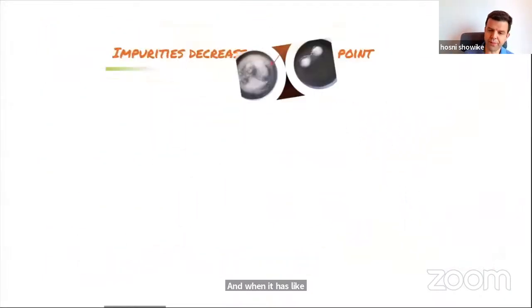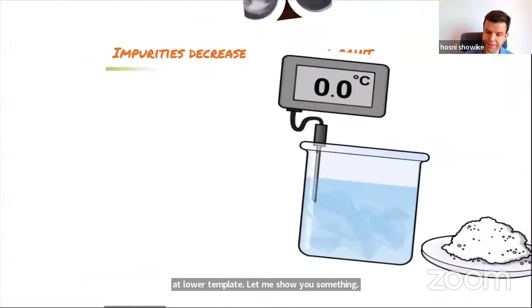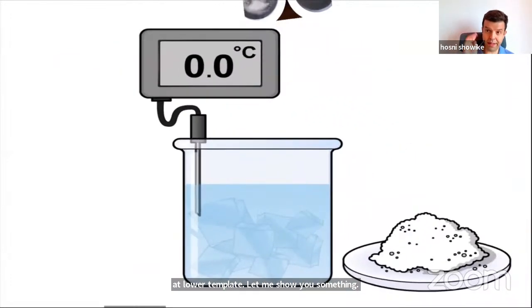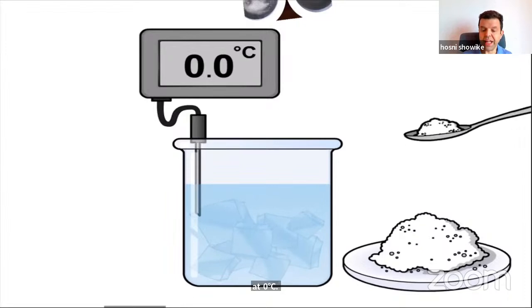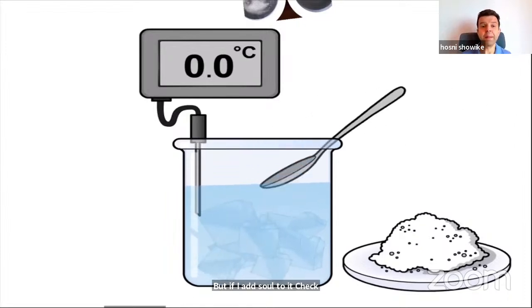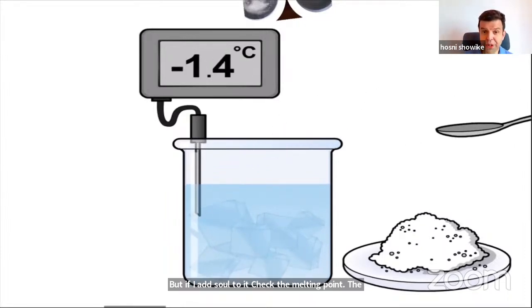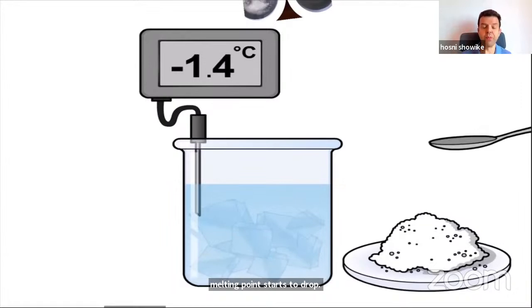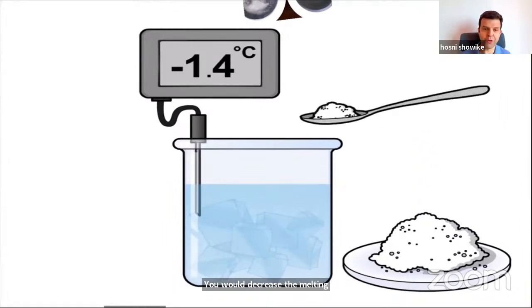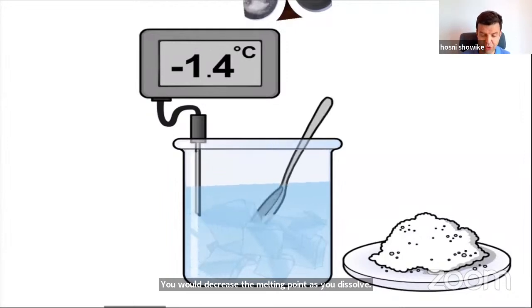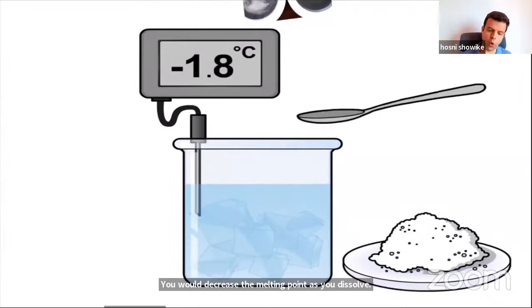Let me show you something. Here, I have some ice. And as I told you, ice melts at 0 degrees Celsius. But if I add salt to it, check the melting point. The melting point starts to drop. You would decrease the melting point as you dissolve salt, sugar, any solute in the water.